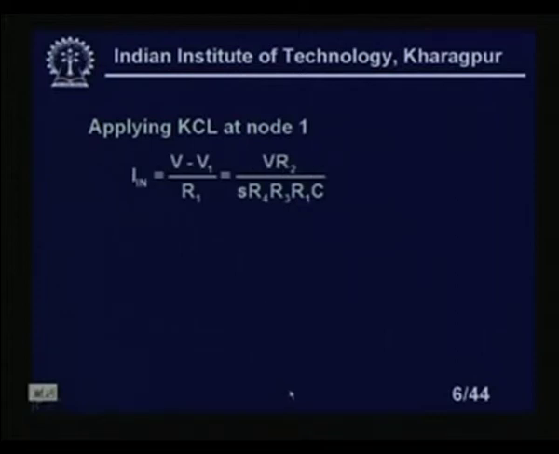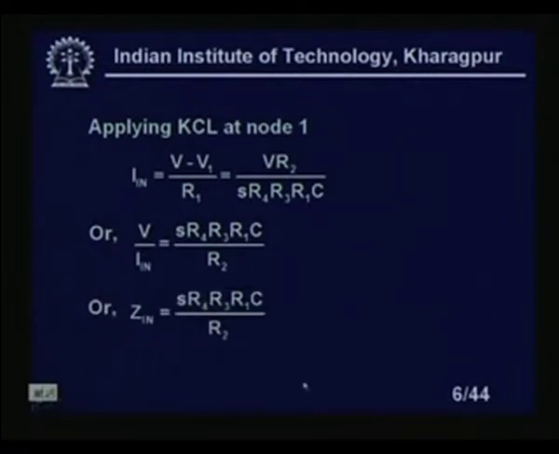So, applying KCL at node 1, I can write I in, that means the current which is flowing inside at the input node, (V minus V1) by R1 equal to V R2 by S R4 R3 R1 C. So, V by I in, or the input impedance of the circuit, will look like S R4 R3 R1 C by R2, right. So, Z in, the input impedance of the circuit at node 1, can be written as S R4 R3 R1 C by R2.